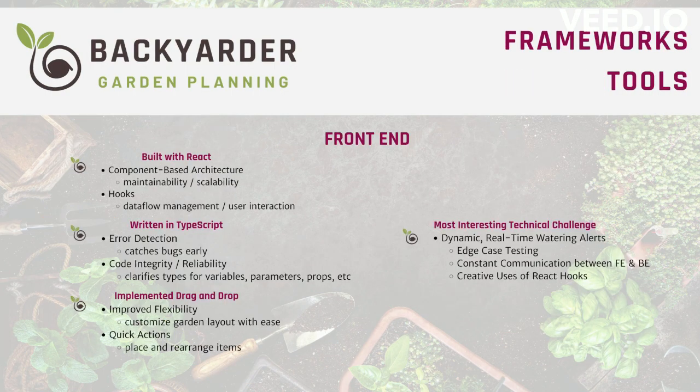Writing our app in TypeScript allowed us to detect errors early, even before running our code, and by explicitly defining data types for different variables, function parameters, props, and return values, we can be sure that our code is robust and reliable as we scale up. And a recent technical challenge our team encountered is implementing dynamic real-time watering alerts. This required plenty of troubleshooting, paired programming, constant communication, and outside-the-box thinking to resolve. And we're happy with the finished result.